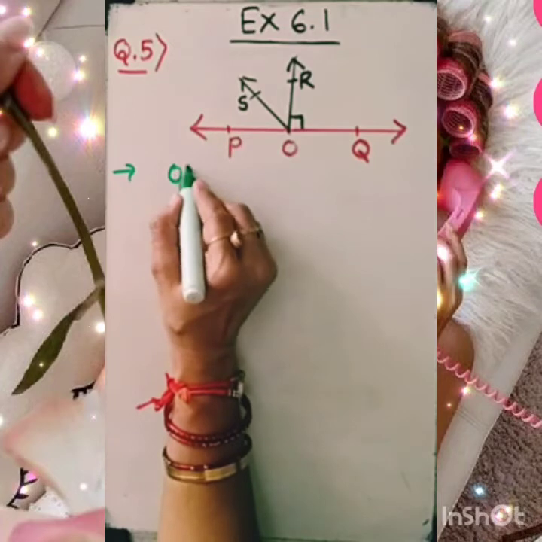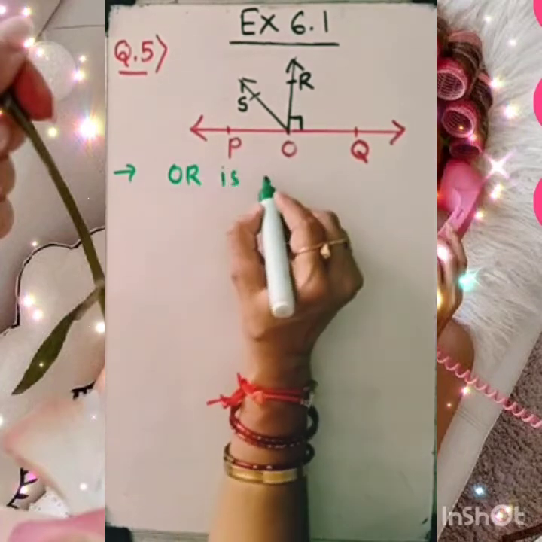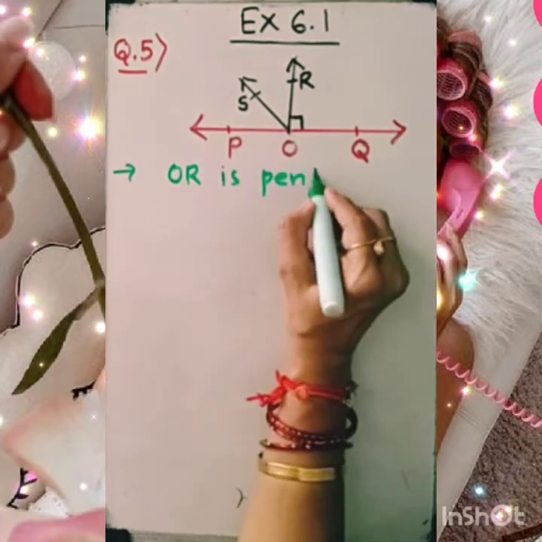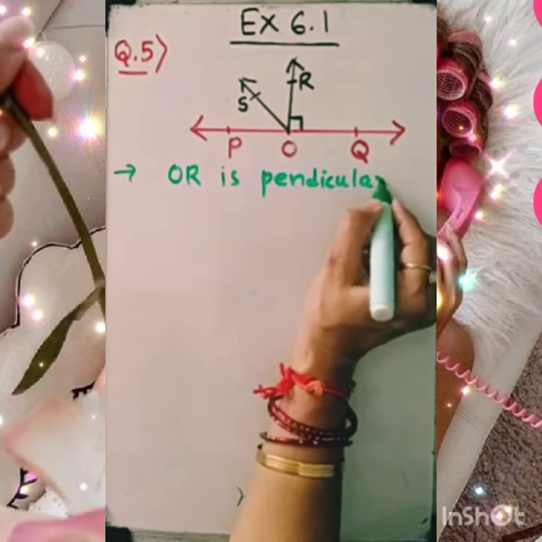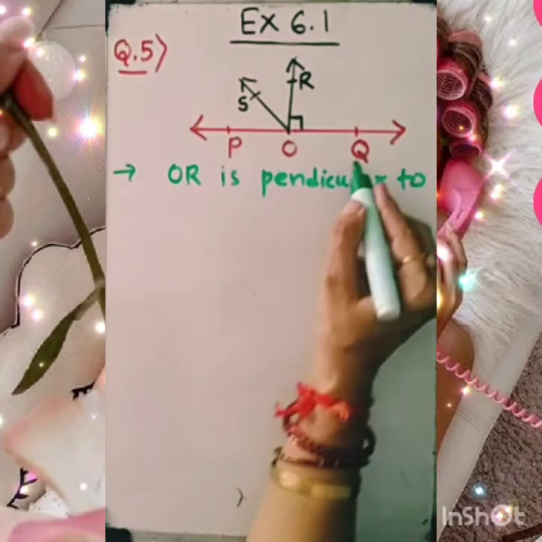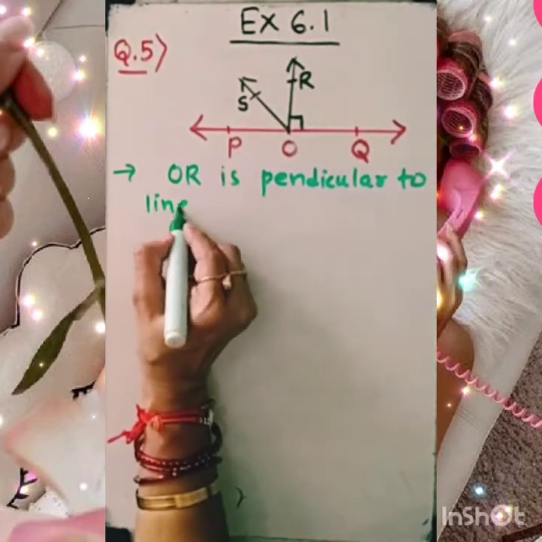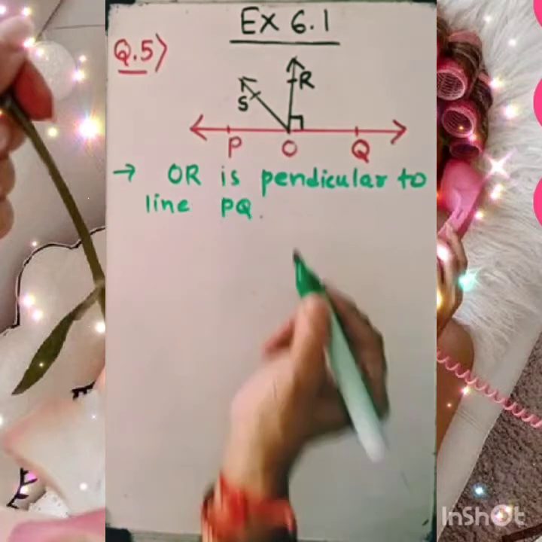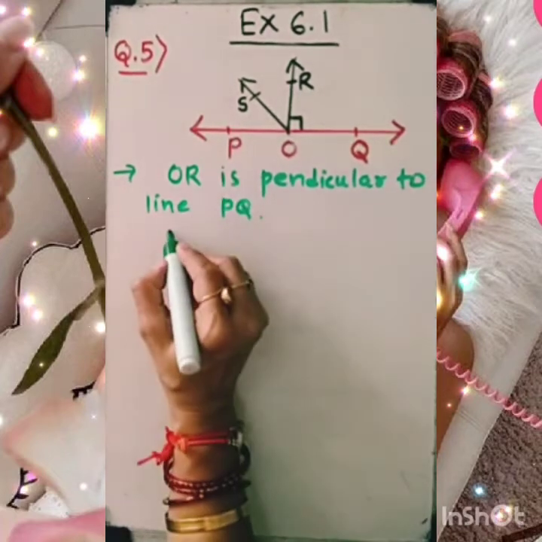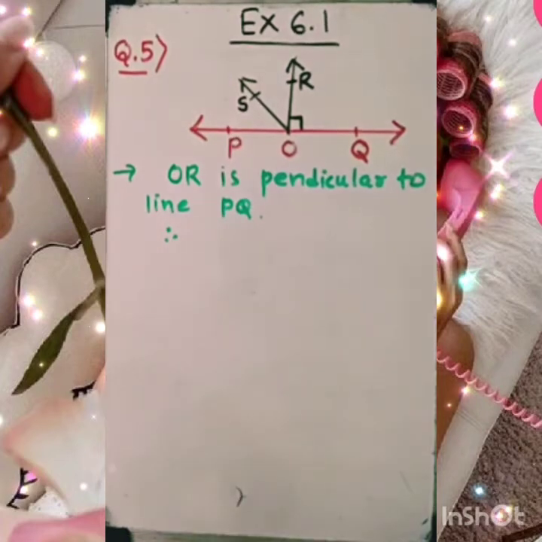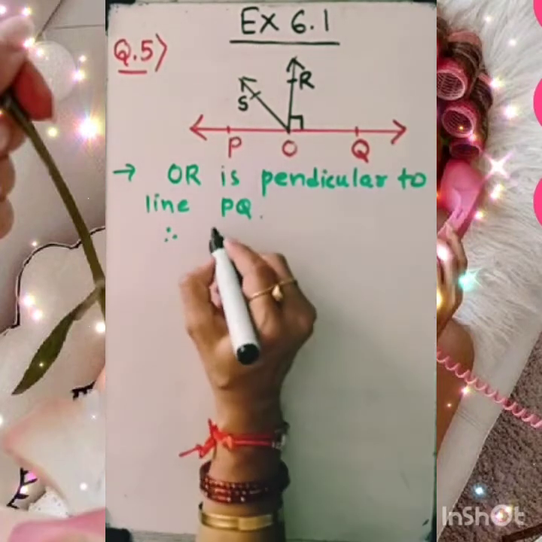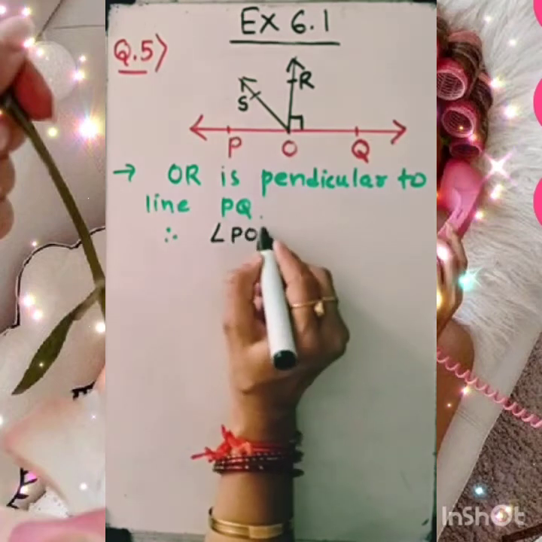Here OR is a perpendicular. Please note down, OR is perpendicular to whom? To line PQ. This detail we are given in the question. Therefore, if it is perpendicular, then it is forming 2 angles, they must be equal and each measure of them must be 90 degree.